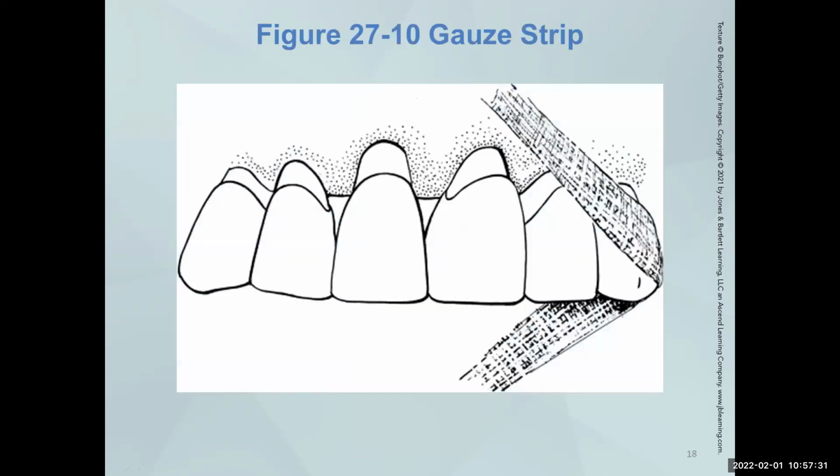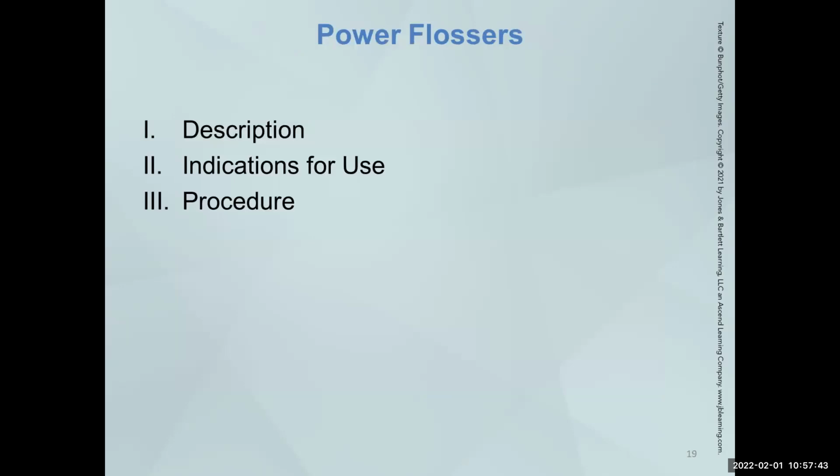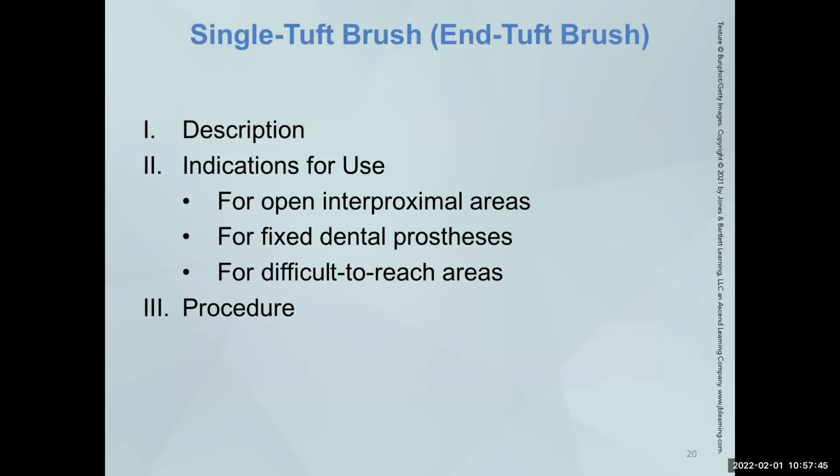These gauze strips are great, or even baby yarn is good for areas where they don't have interproximals. They can shoe shine that area. Power flossers. Water flossers are considered one of the power flossers.